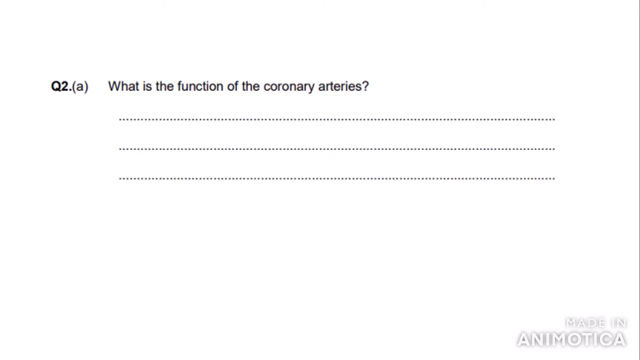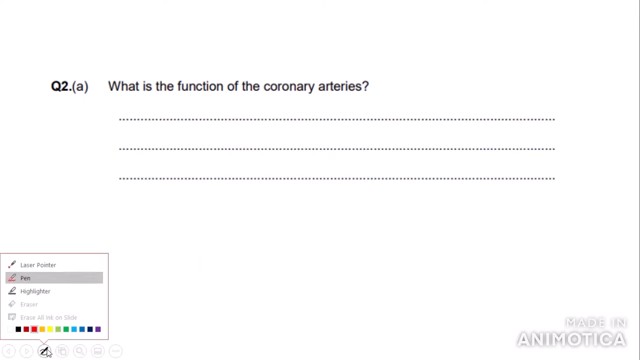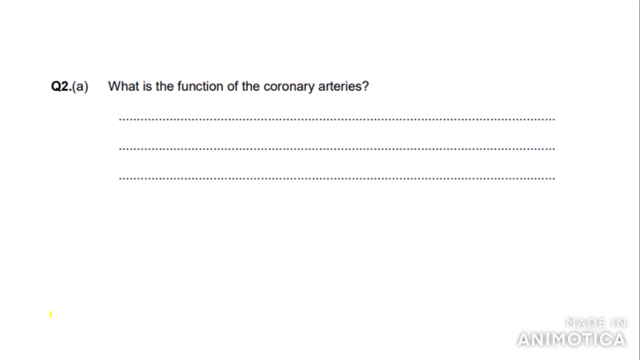Right, so that is it for the content, and now we're going to get on to some exam style questions. So let's look at this first question. What is the function of coronary arteries? Now this is a 2-mark question that I've cut off. So 2 marks for this question.